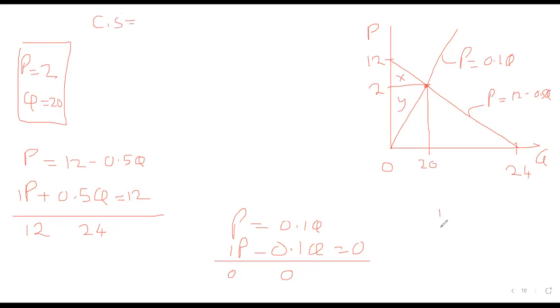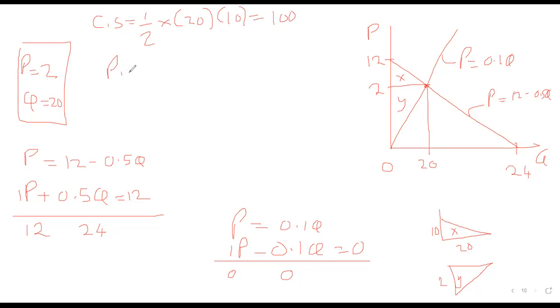So if we're going to illustrate the triangle for X, the base is what? 20. The height from here to here, what is our height? 10. If we're going to illustrate this one, the base is still 20. The height is what? 2. It is for Y. Is anyone lost in identifying the consumer surplus and producer surplus? Okay. So the consumer surplus, half times base times height, so 20, and our height is what? 10. So here we're going to get 100.